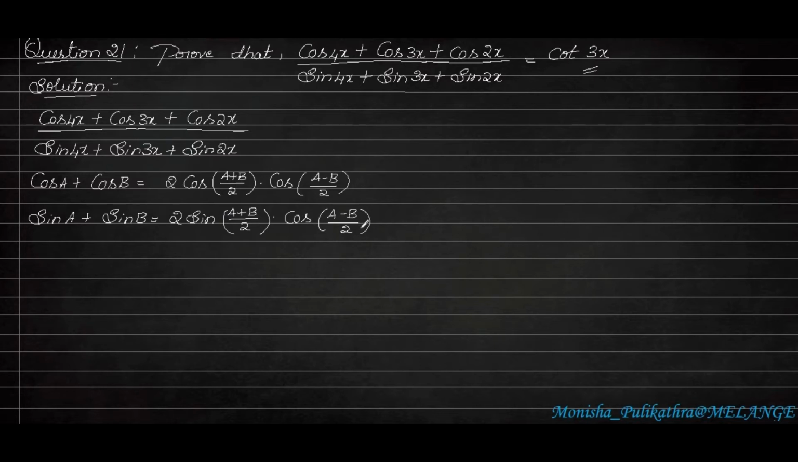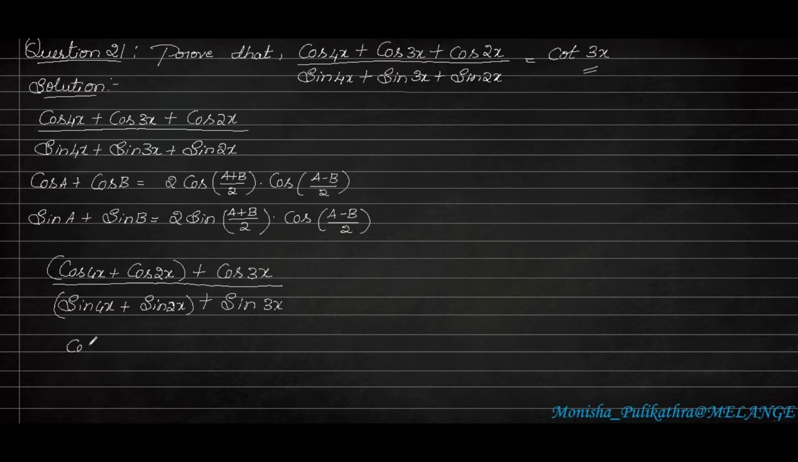So here what I will do is enclose it into a separate form. First I will rearrange it in the form of cos 4x plus cos 2x, plus cos 3x which I will write separately. In the same way in the denominator, I will group sin 4x plus sin 2x, and sin 3x I will write separately. For this grouping, I will use the formula cos a plus cos b in the numerator and sin a plus sin b in the denominator, only for this group. Okay, let us do it.